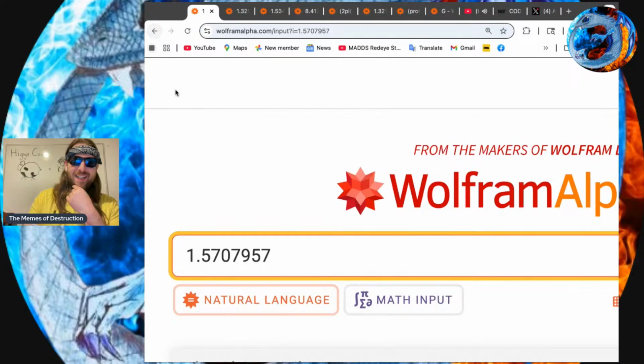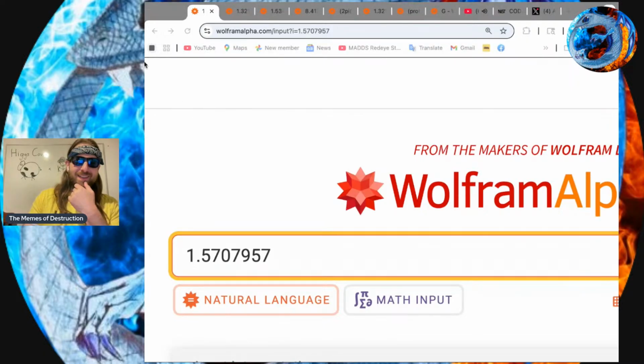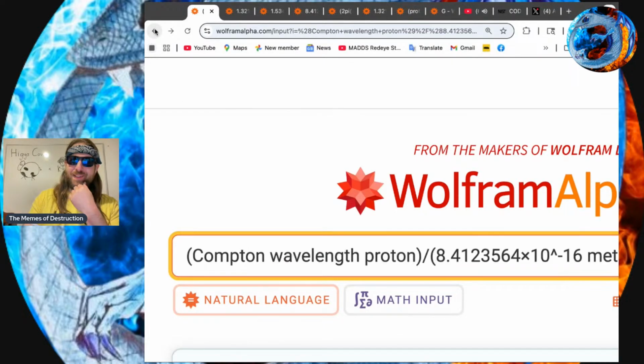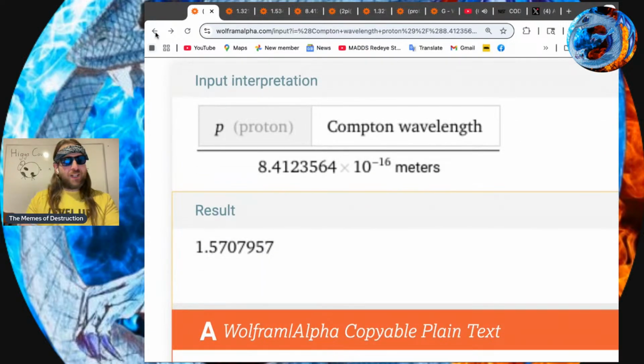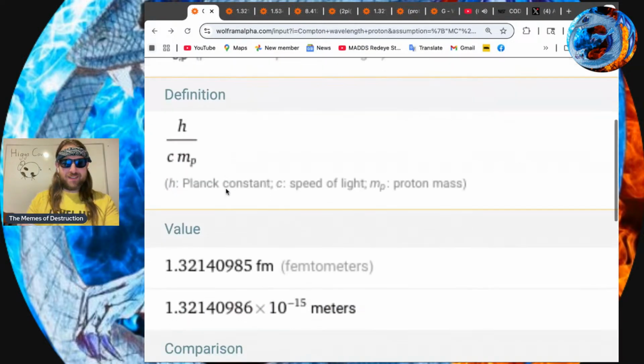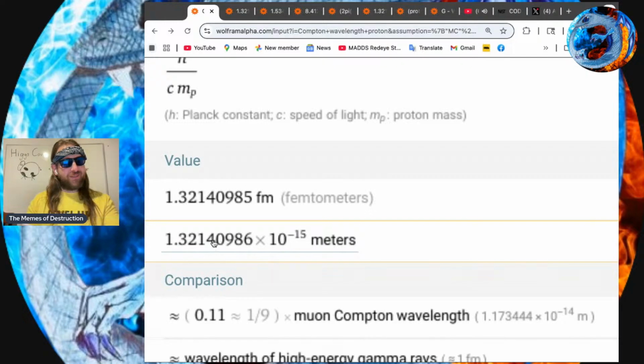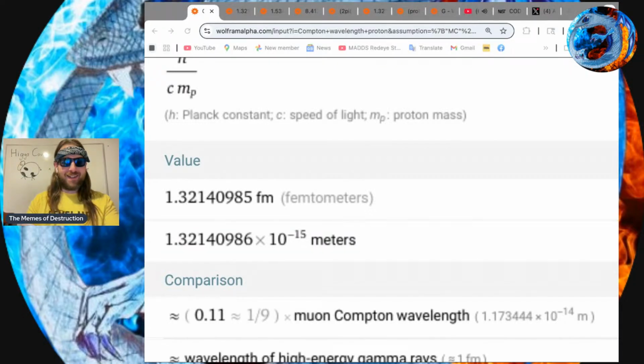Okay. So it did round a little bit, so let's just take the full Compton wavelength as it is. Okay, this is weird. Why does it have it? There's a difference there. I don't know.